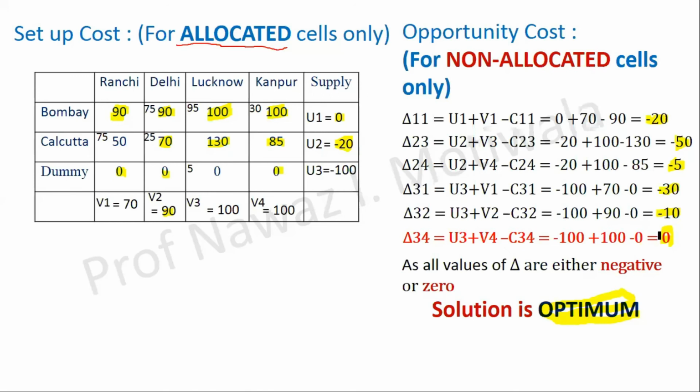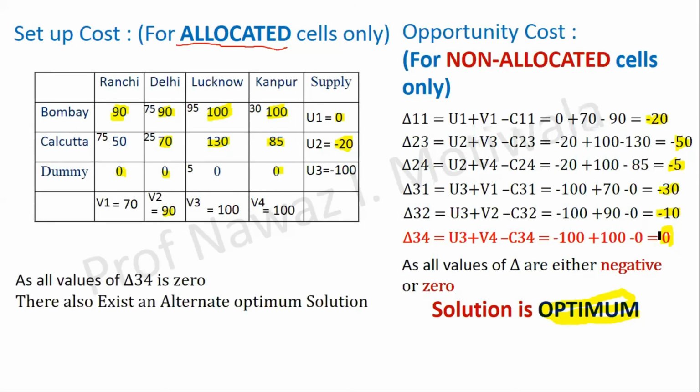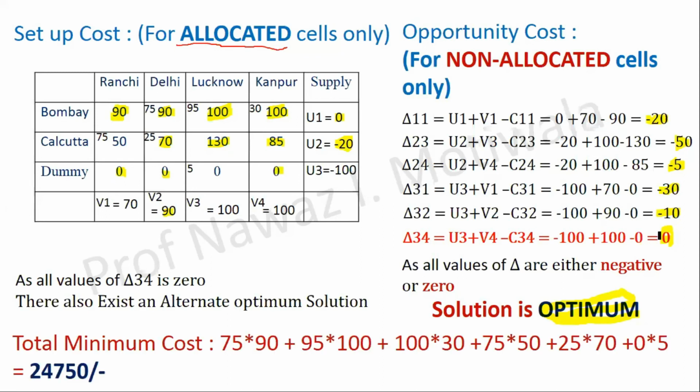So if it is asked in the question, you solve for alternate optimum, you have to proceed further. If no, you can just write this line: as the value of delta 34 is 0, there also exists an optimum solution, and that's it. The minimum cost is 75 into 90, etc. This completes our solution. This completes our problem. But sometimes in the question it is also asked to show that particular alternate optimum.